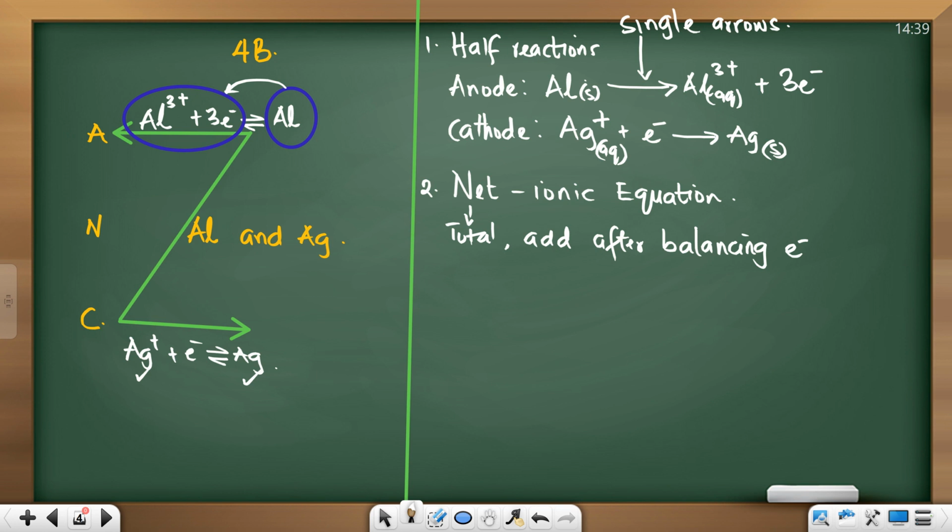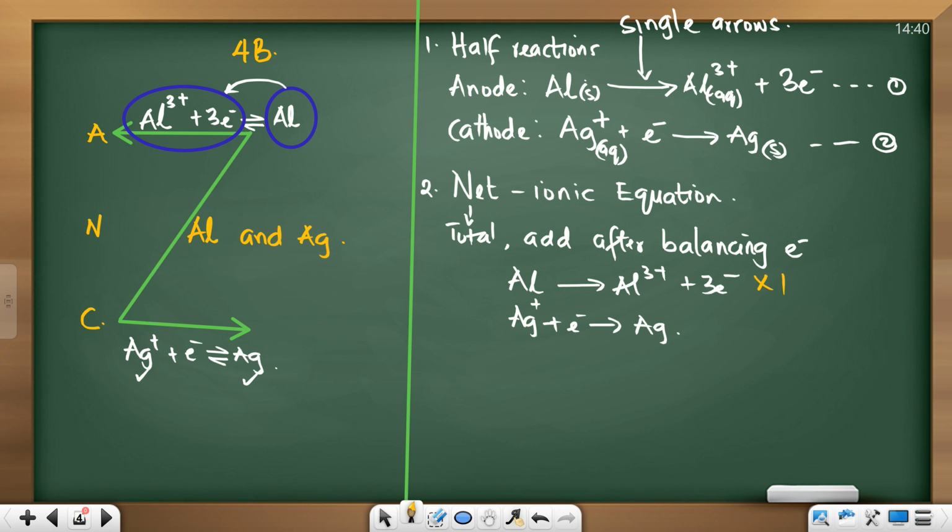Now, guys, if you look at the equations, we can basically call this equation 1 and equation 2. How do I balance? Let me write it here so that we don't get confused. You would see that the electrons are not balanced. What I'm going to do is multiply this one by 1. Where's the 1 coming from? The 1 is coming from this electron.